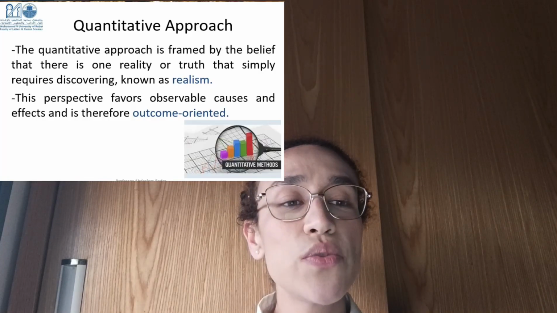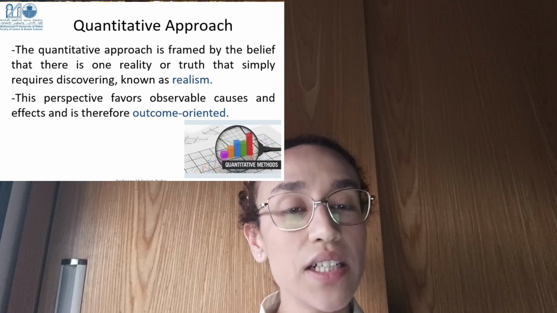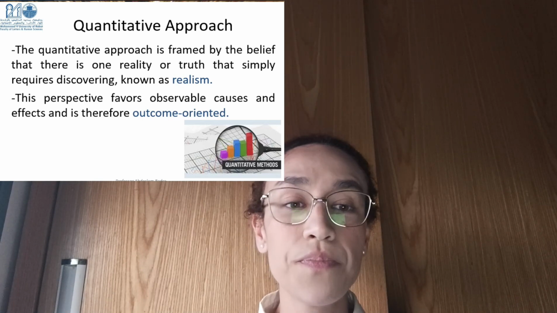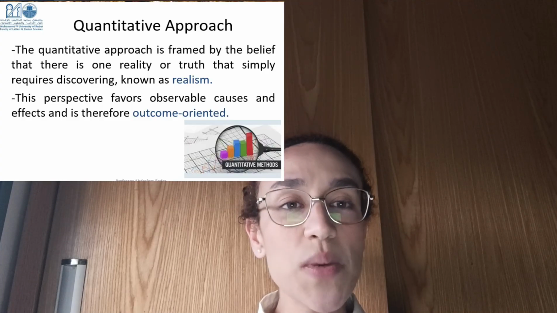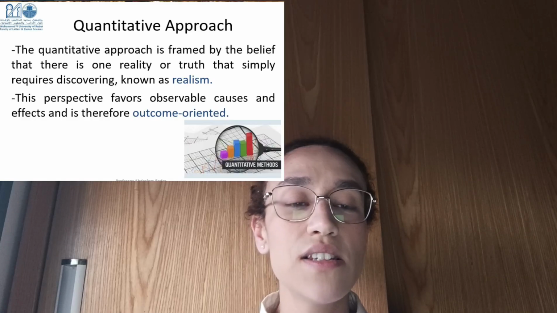There are three main types of research methods: qualitative, quantitative, and mixed methods. Starting with the quantitative approach, the quantitative approach is framed by the belief that there is one reality or truth that simply requires discovering. It's also called realism. This perspective favors observable causes and effects and is therefore outcome-oriented.